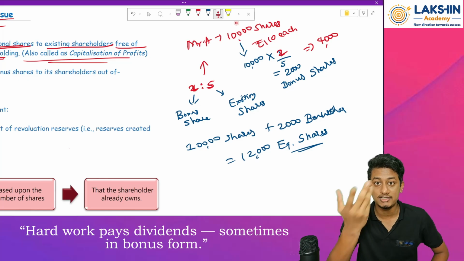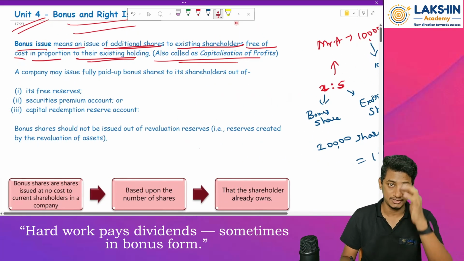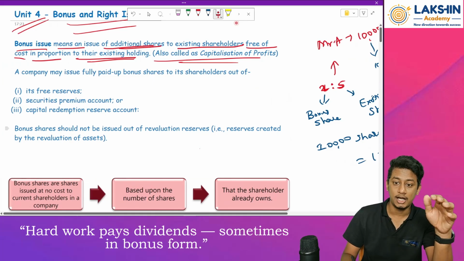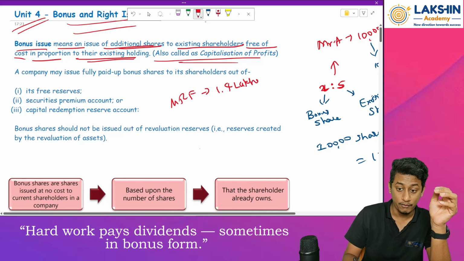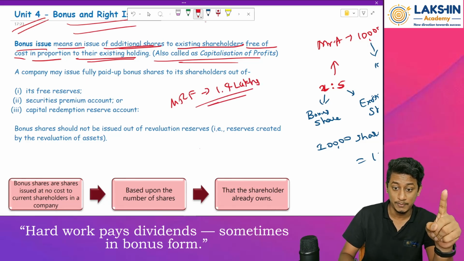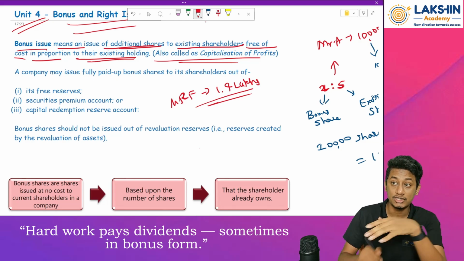Now comes the question, why is the company issuing free shares? What might the reason be? The reason will be the share price. Sometimes, if you have seen MRF shares, one share is currently worth around 1.4 lakhs. For one share of MRF, you need to pay 1.4 lakhs. That means the company has to bring down the price so that more people can buy the shares.